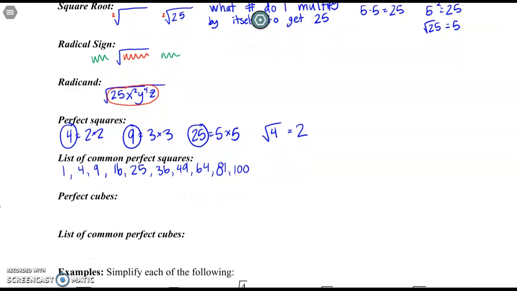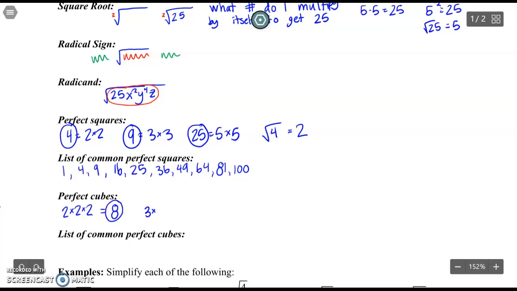Perfect cubes are very similar to perfect squares. Basically, a perfect cube is a number where I multiply the same number by itself 3 times: 2 times 2 times 2, and I get 8. So this 8 is considered a perfect cube. If I do 3 times 3 times 3, that's going to give me 27. 27 is a perfect cube. This is the kind of thing that we want to look at with perfect cubes, and we'll see in a second why perfect cubes are so nice too.